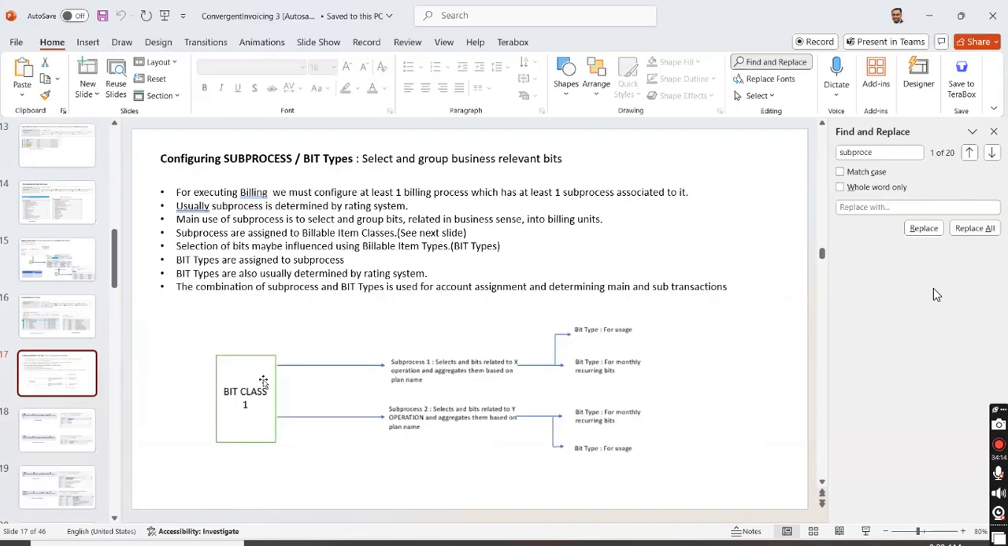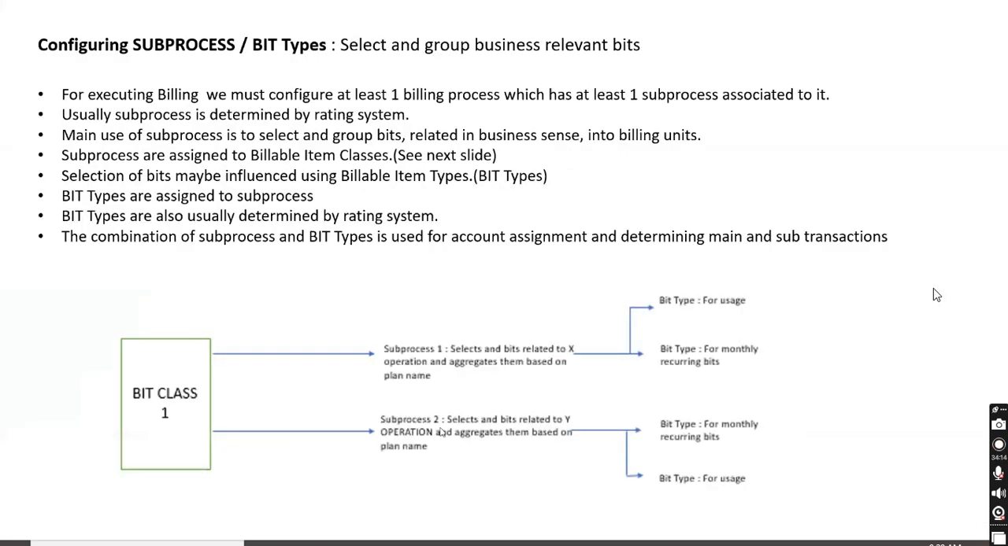Say I want to group them in separate sub processes. All the billable items are coming from the same bit class, but I have sub process 1 and sub process 2. What does sub process 1 do? It selects bits related to X operation and aggregates them based on plan name. Here also, it selects bits related to Y operation and aggregates them based on plan name. So I'm getting multiple bits.